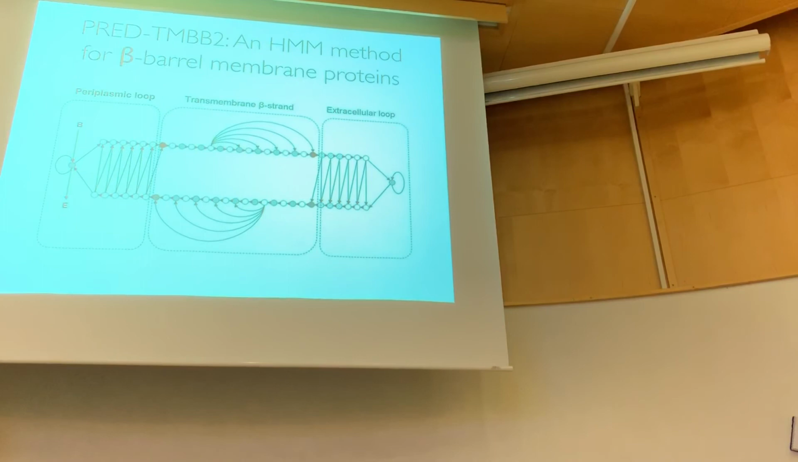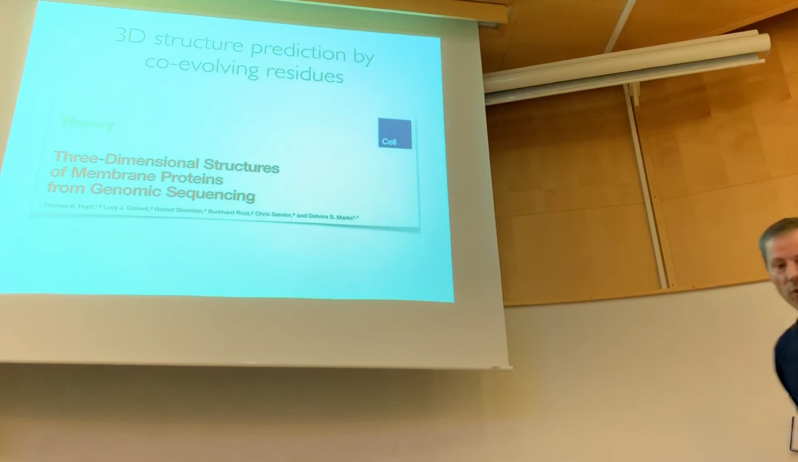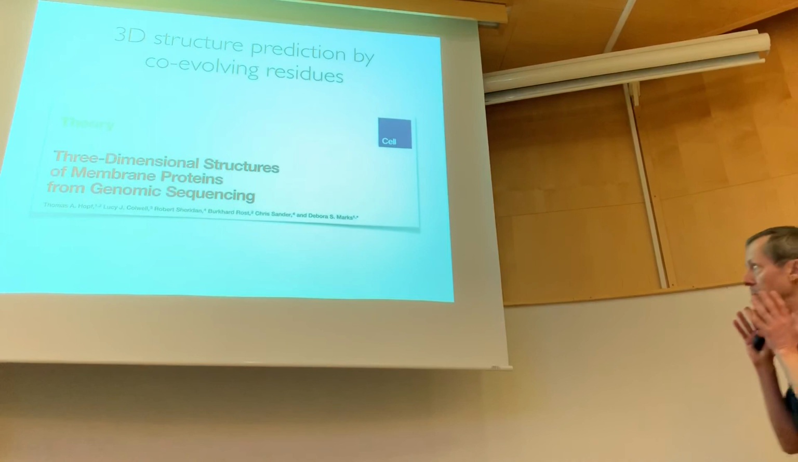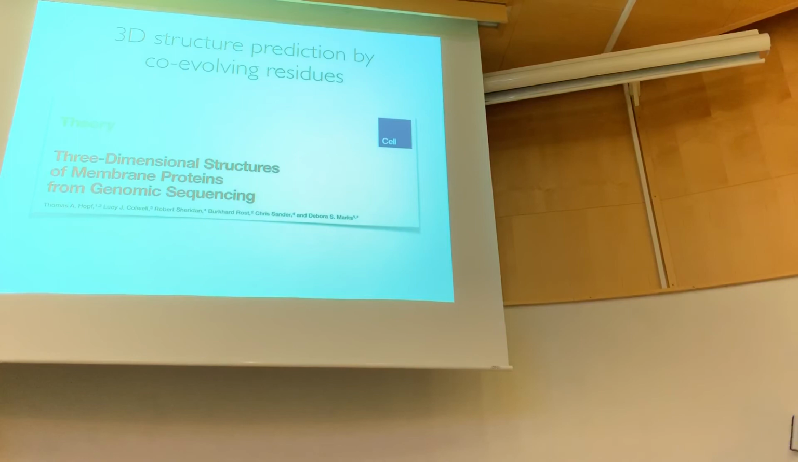So the last bit I want to say, and I'm sure you've seen this already when it comes to predicting three-dimensional structure of globular proteins, is 3D structure prediction of membrane proteins. And what really has made a big step in this 3D structure prediction is evolutionary covariation. And I guess you must have heard about evolutionary covariation from Arne or somebody else when it comes to globular proteins. So this has been used also in the membrane protein field, and it's worked really well.